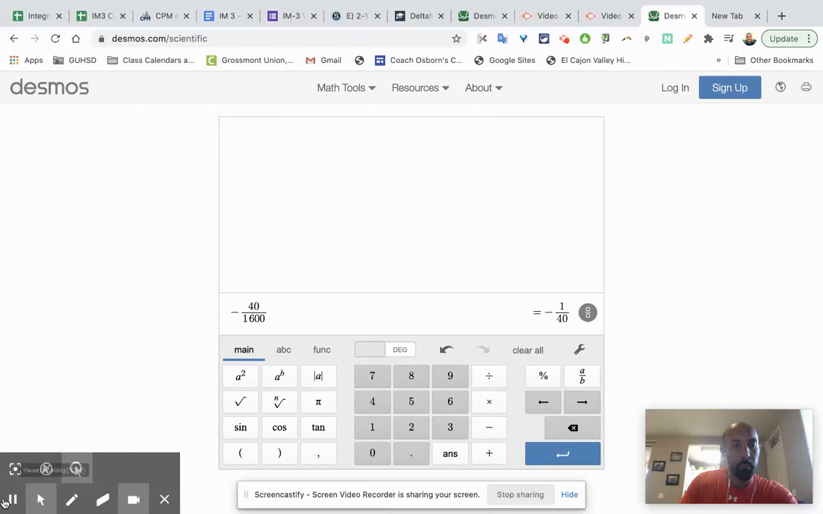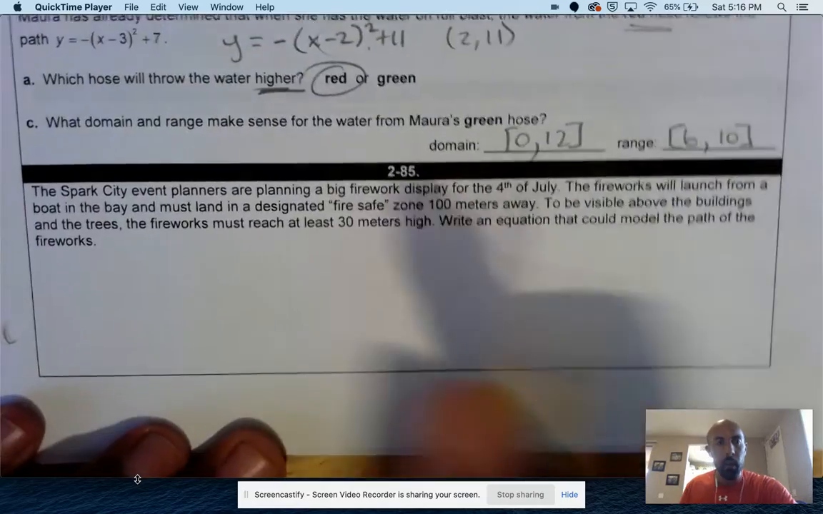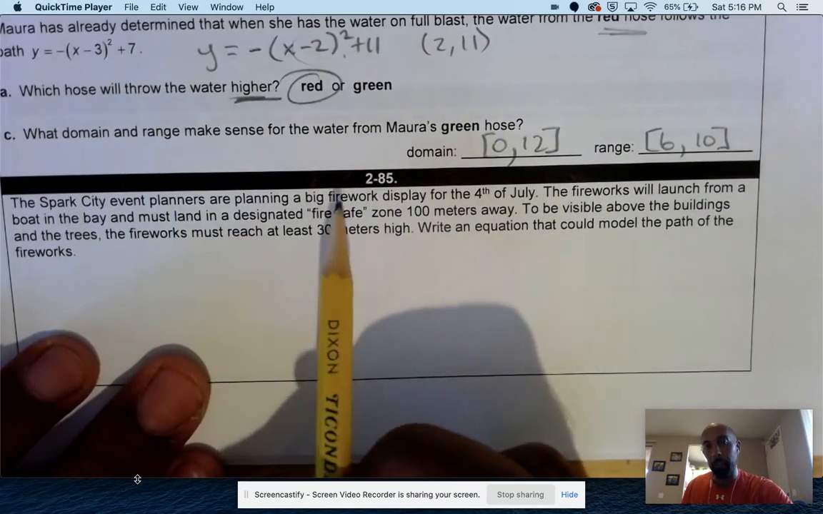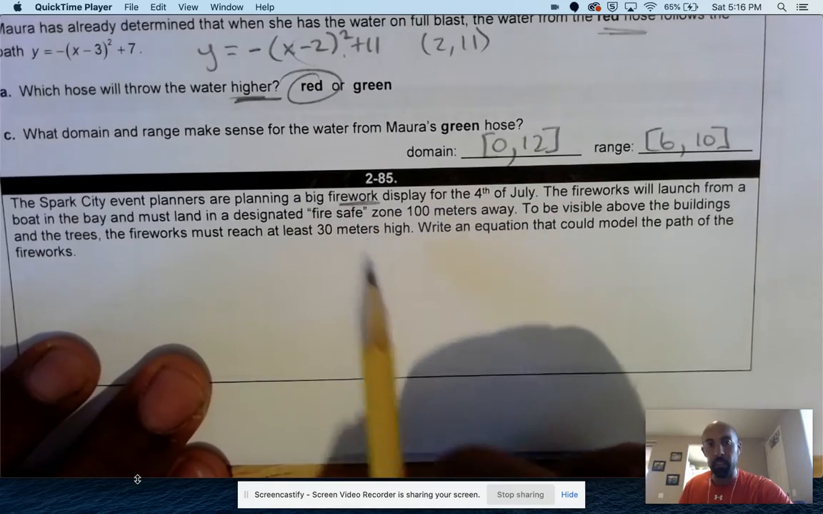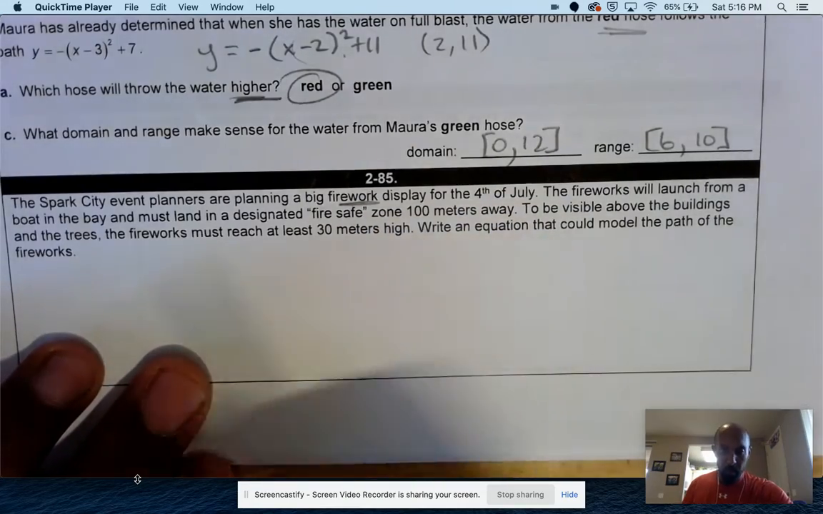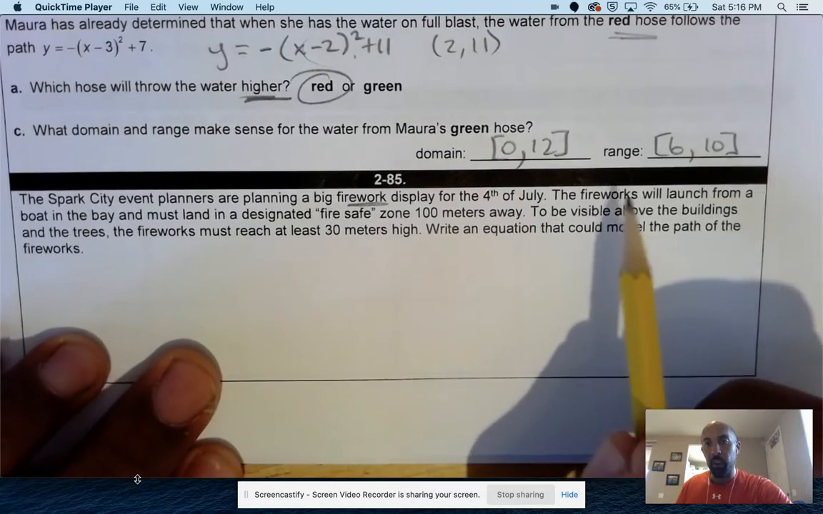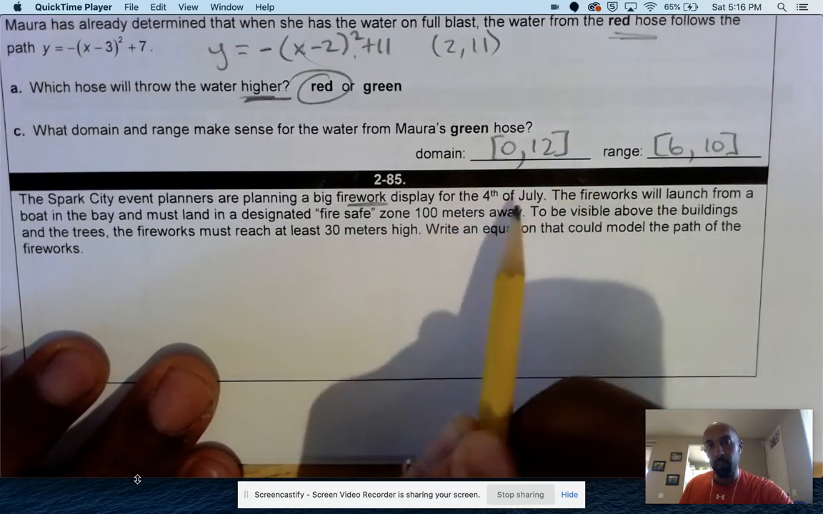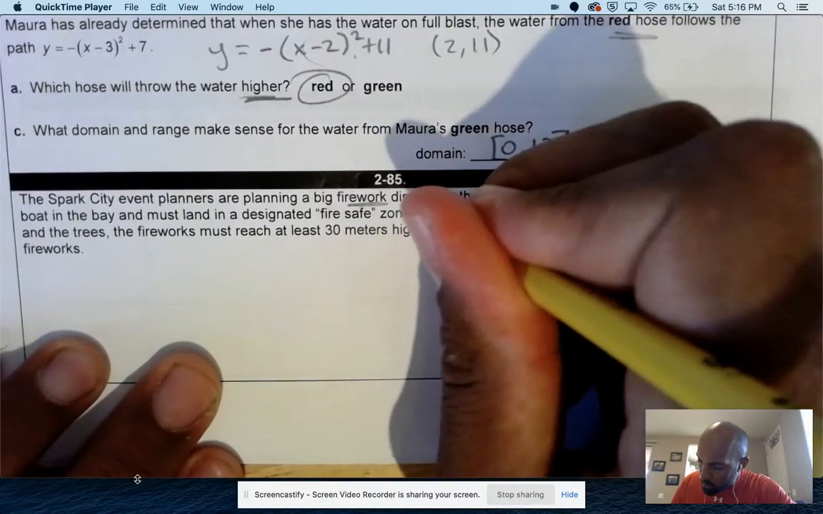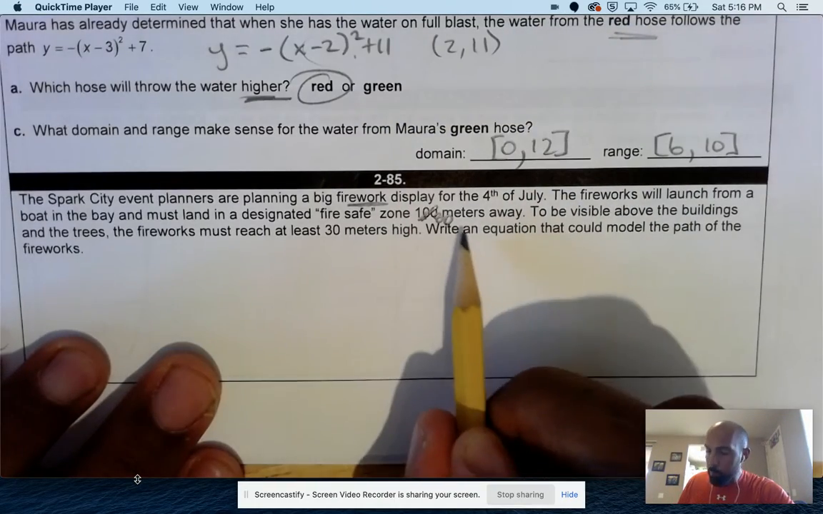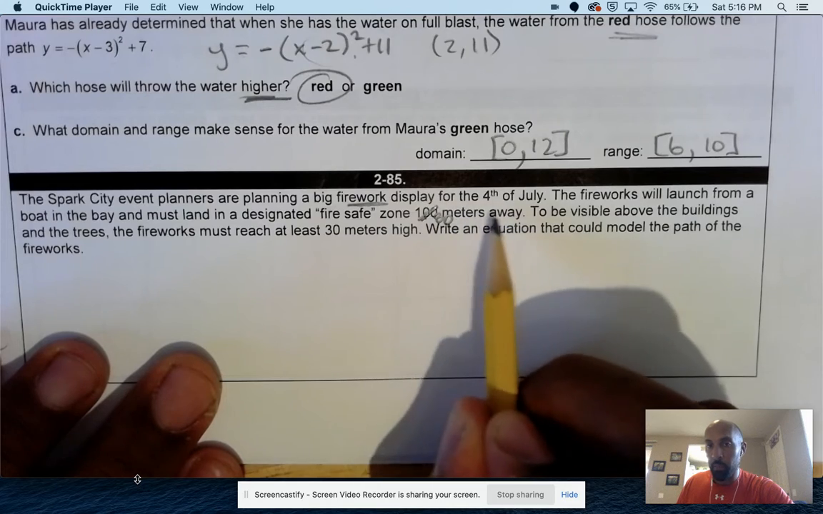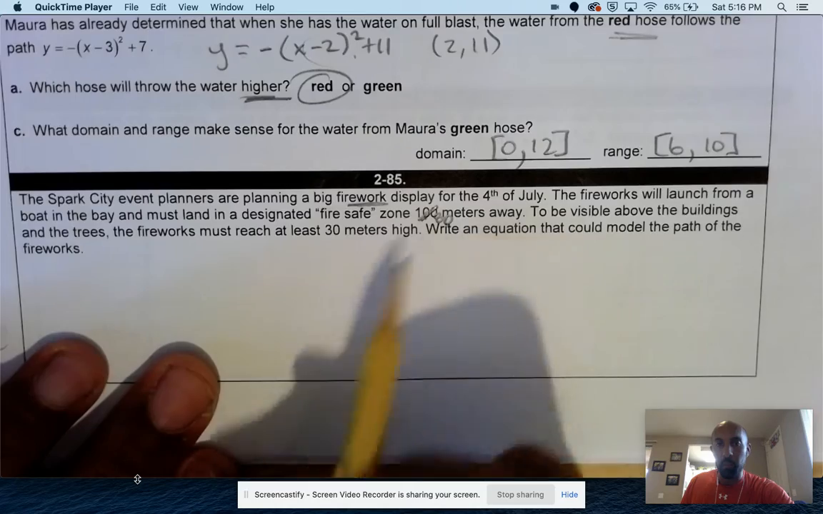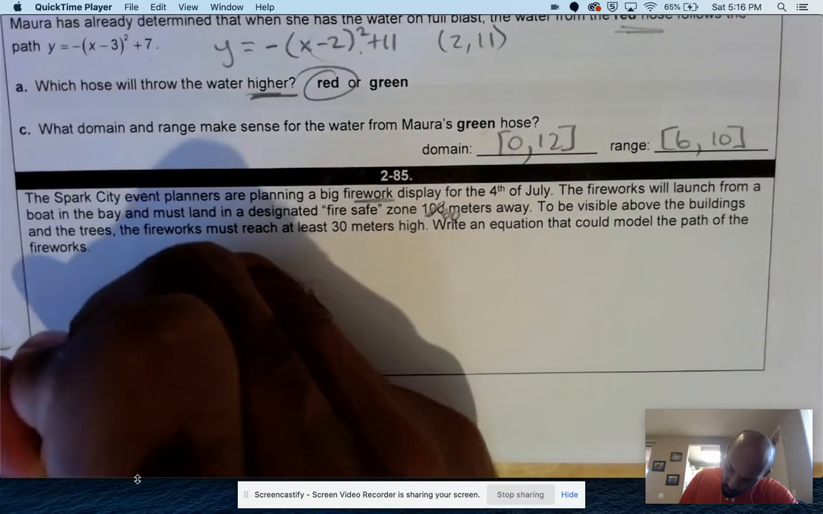Now in this problem, it says the Spark City event planners are planning a big firework display. So fireworks that shoot up in the air and come down, for the 4th of July. The fireworks will launch from a boat in the bay and must land in a designated fire zone 100 meters away. So instead of 100, I'm going to use 80 meters. Remember, yours is still 100. I'm just changing the numbers. To be visible above the buildings and the trees, the fireworks must reach at least 30 meters high. So let's first, there's a boat, right?